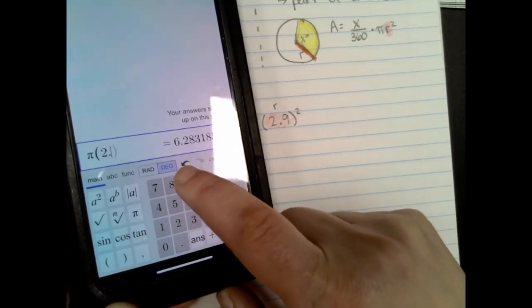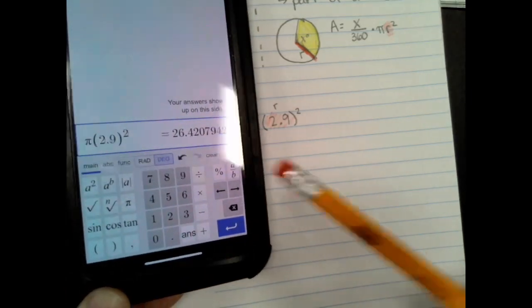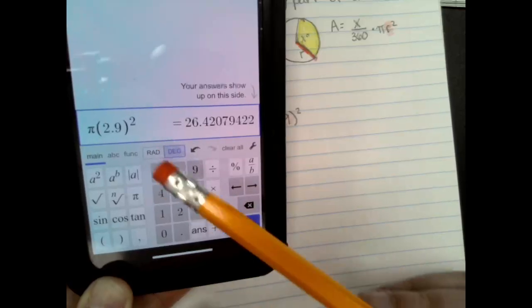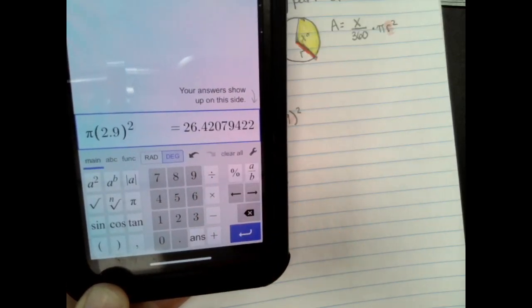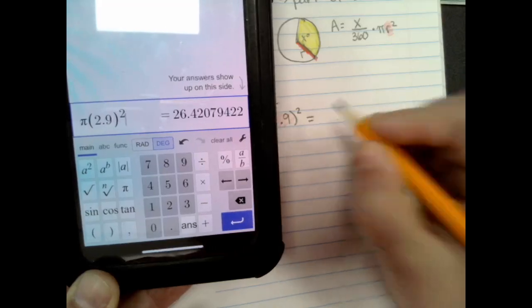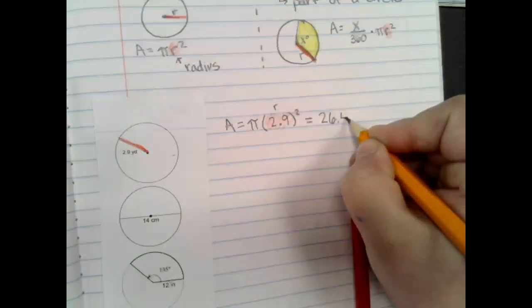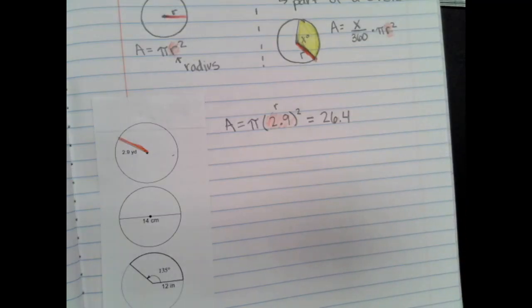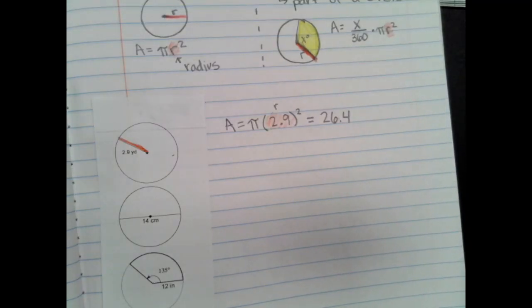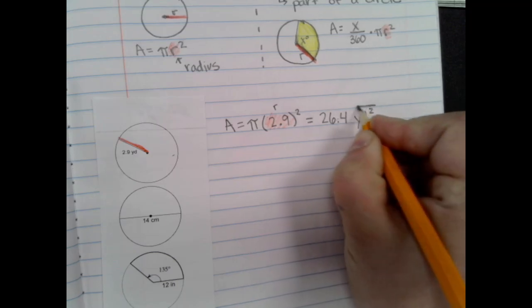So it's 2.9 squared. We're going to round to the nearest tenth, so just one decimal. So is that going to be 26.4 or 26.5? Good. What number tells me to stay the same? Good. The second one, the 2. Okay, 26.4. And don't forget your label, which is really important. This time we're labeling in not just yards, square yards. Nice.